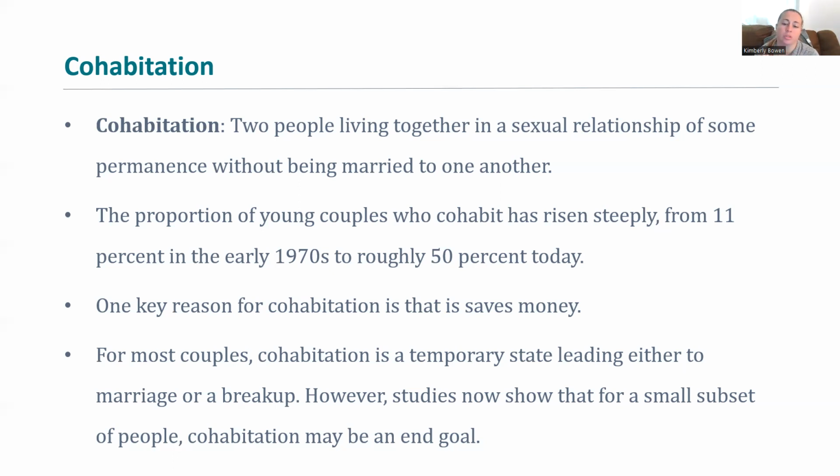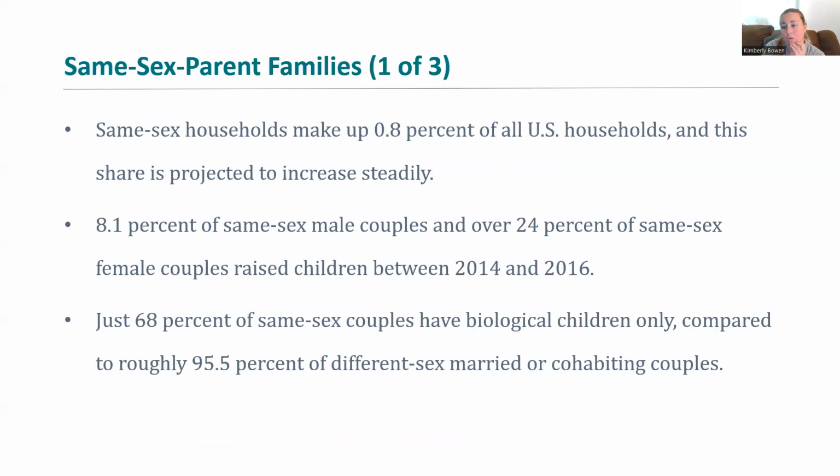The proportion of young couples who cohabitate has risen steeply from 11% in the early 70s to 50% today. So again, you're going to see a very steep rise in cohabitation. One key reason for that is that it saves money. Also, it gives you an ability to see how you interact with a person prior to, say, something like marriage, or that locks you into any kind of other financial commitments. Most couples cohabitate as a temporary state leading either to marriage or a breakup. However, studies show that for a small subset of people, cohabitation may be the end goal.